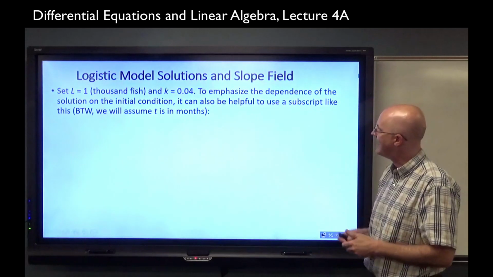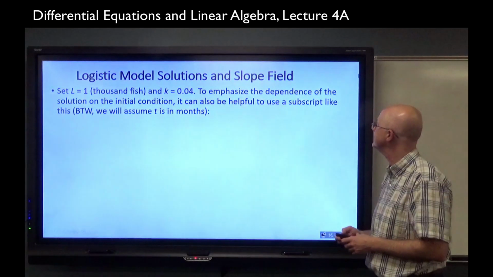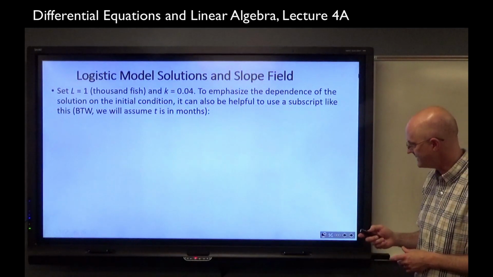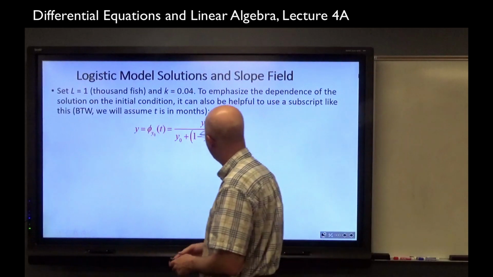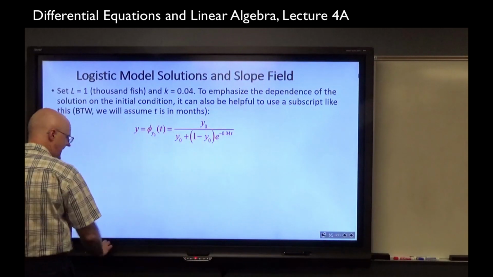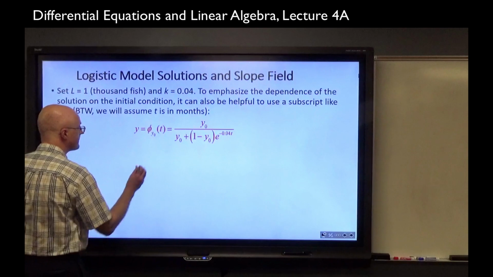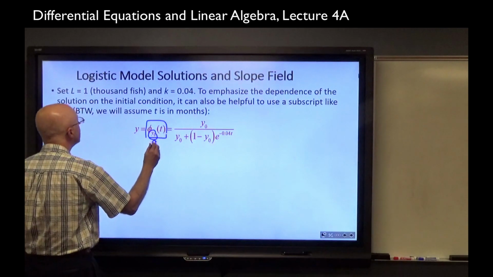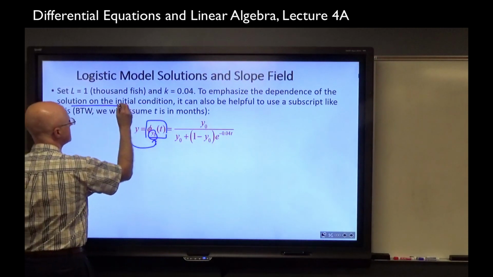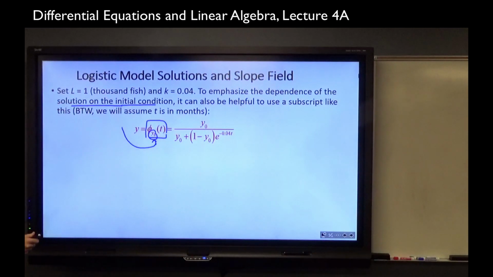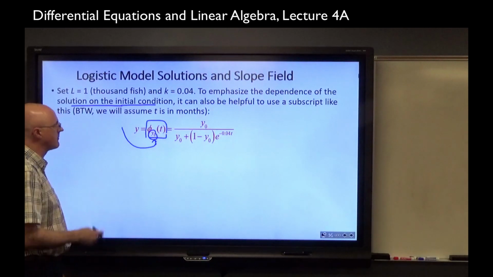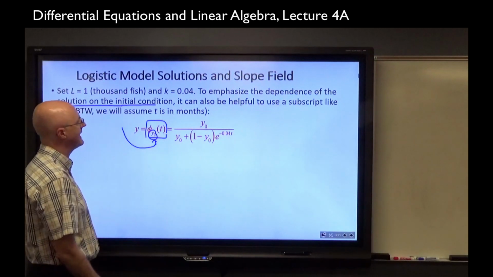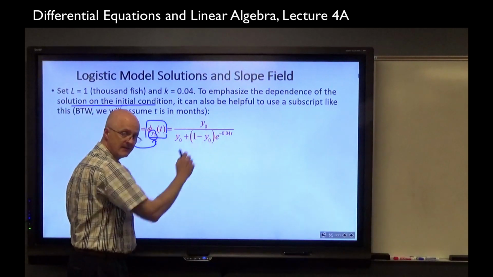I'm going to add a little bit of extra notation here to emphasize the dependence of the solution on the initial condition. And I'm also going to take t to be months. That'll be helpful for the next slide. This extra y sub 0 that I put in as a subscript of the phi right there, that's what I'm doing to emphasize the dependence on the initial condition. Think of y sub 0 as a fixed number, and this thing here is a function of t. Notice L is 1, and k is 0.04. You have an e to the negative kt there, for example.